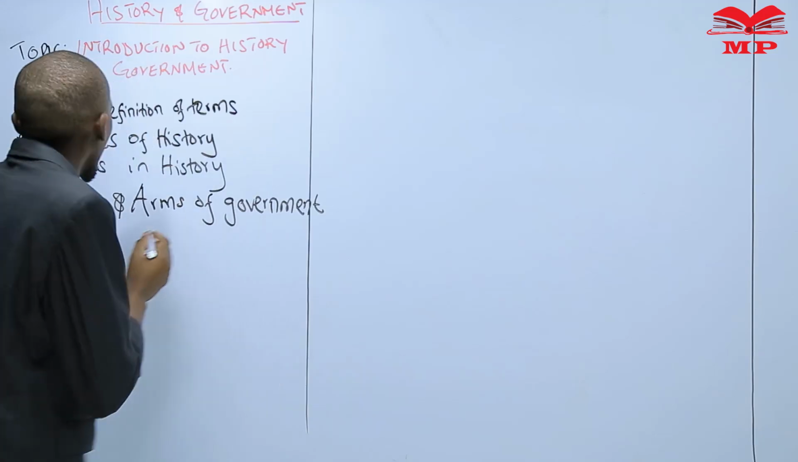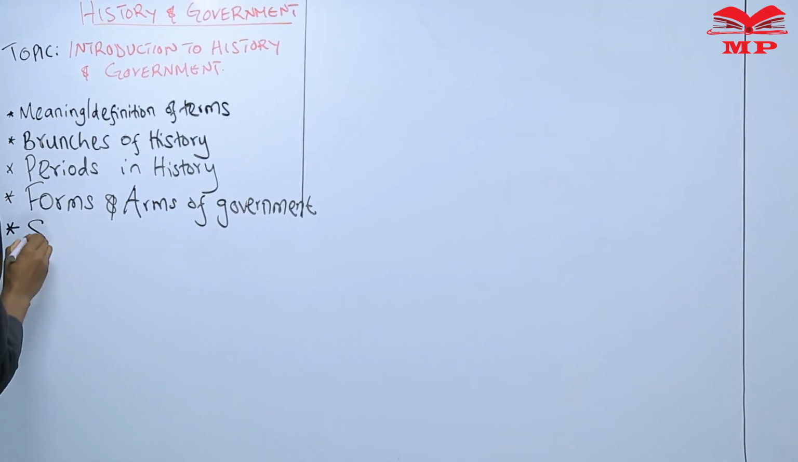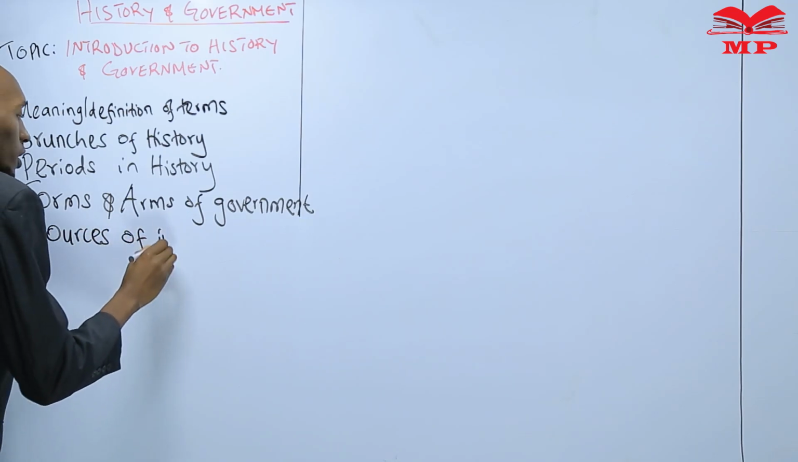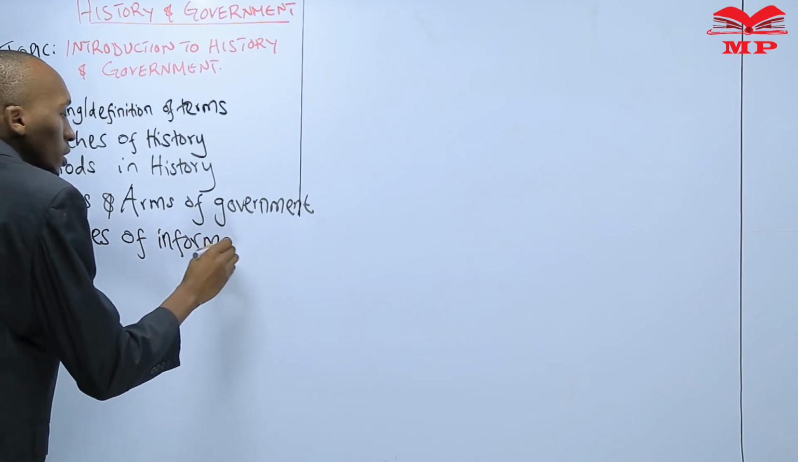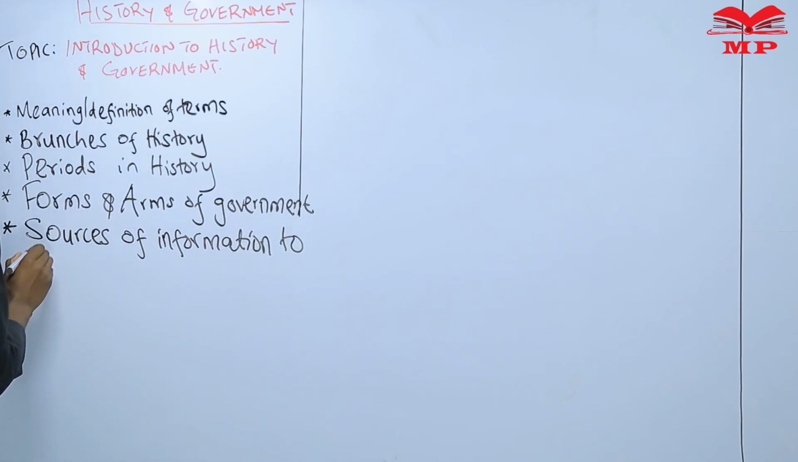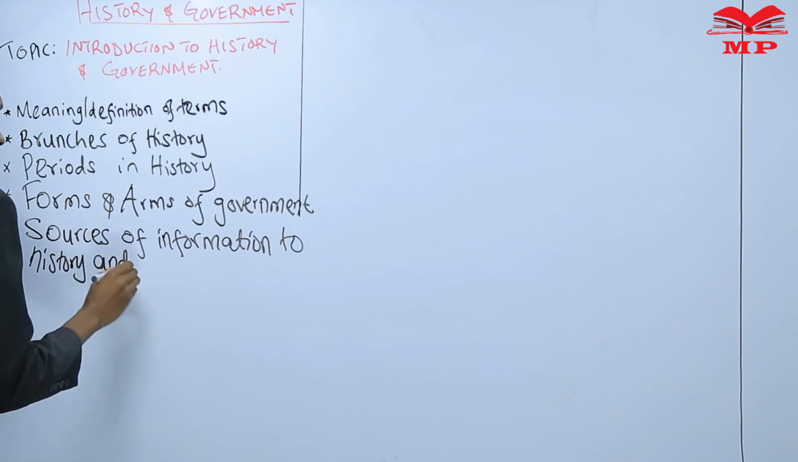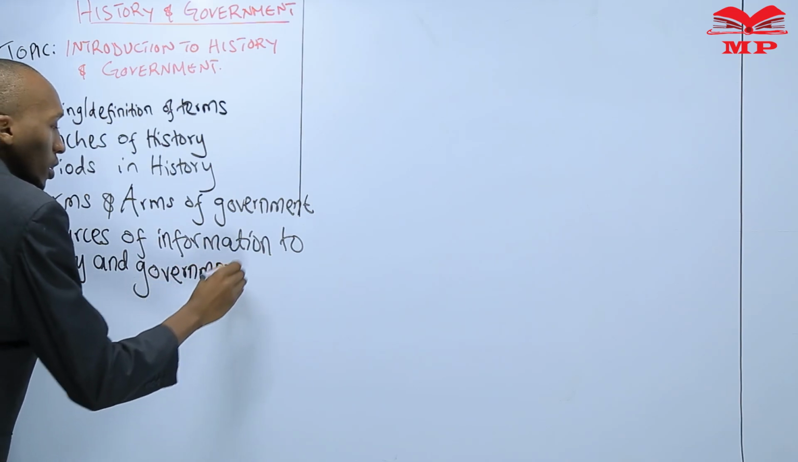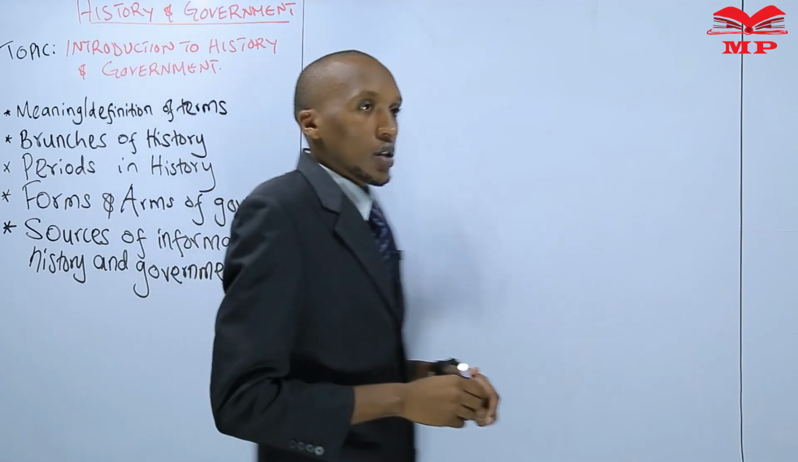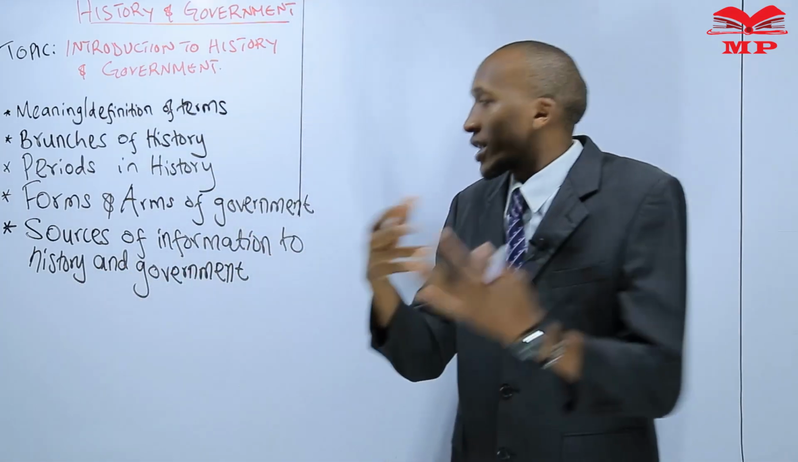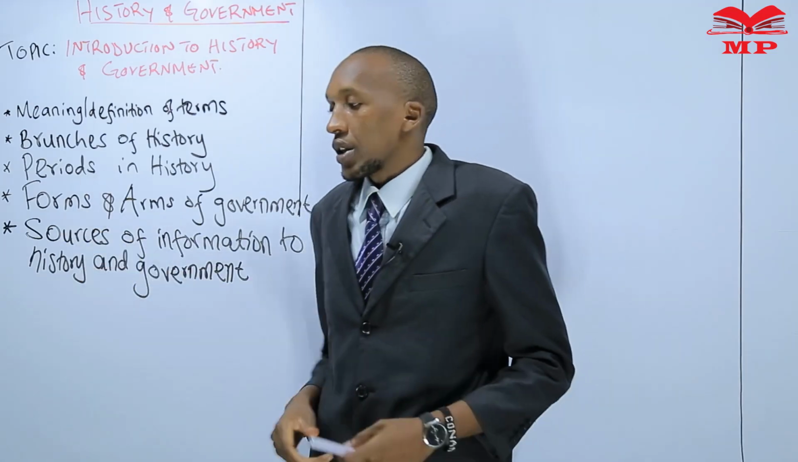And then we shall look at sources of information to history and government. So when you talk about sources of information to history and government, we shall find, when you talk of history and government, where do they get information from? That is what we shall be discussing there.